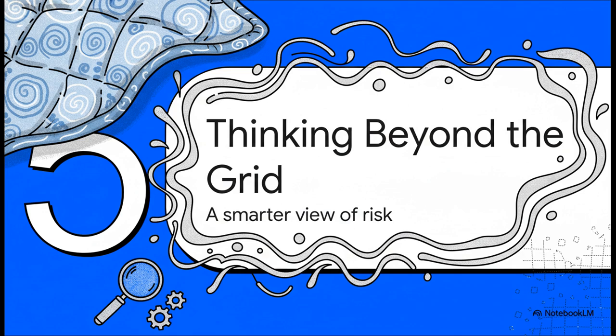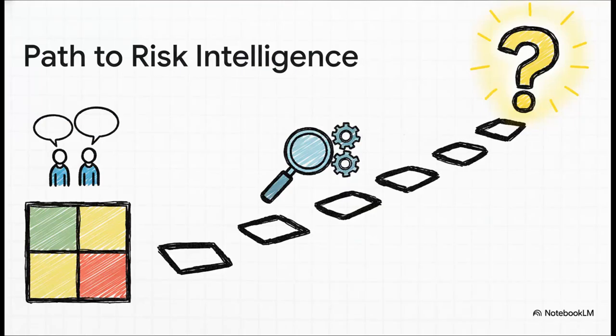We need to move towards a much smarter, more nuanced view of risk. The path to real risk intelligence isn't about throwing the matrix in the trash. It's about understanding its limitations. First, you have to acknowledge it's a blunt instrument. So use it to start a conversation about risk, not to end one. The goal shouldn't be to defend why something is yellow instead of red. The goal should be to understand the entire system. And you have to always ask, what are these neat little colored boxes really telling us?